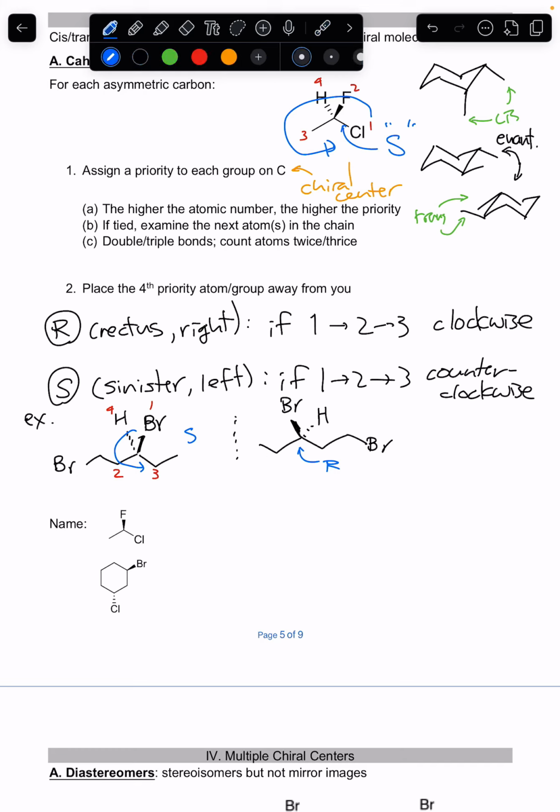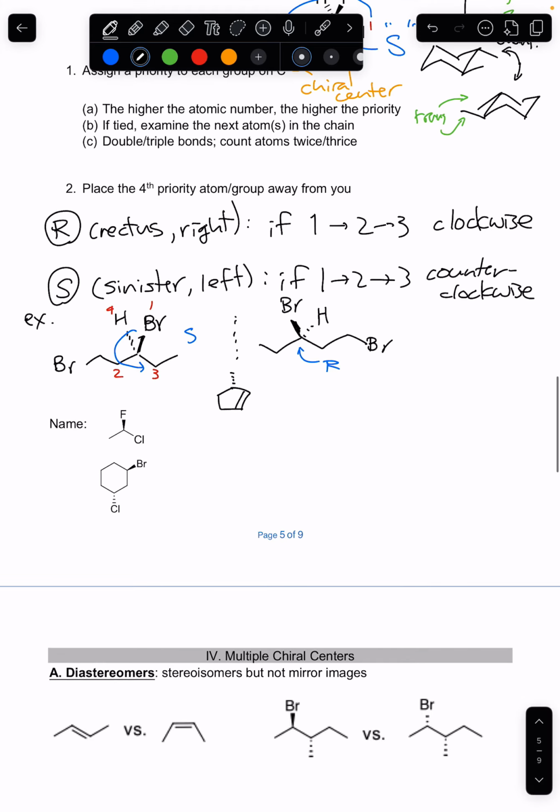Now, here's a little more tricky situation, perhaps. If you had this molecule, can we assign R and S? Well, let's think about this situation. So obviously this is your chiral center, and priorities are going to be a little tricky because all three atoms attached to that are carbons. Well, there's a hydrogen as well, but what you need to do is take inventory of what each atom is attached to.